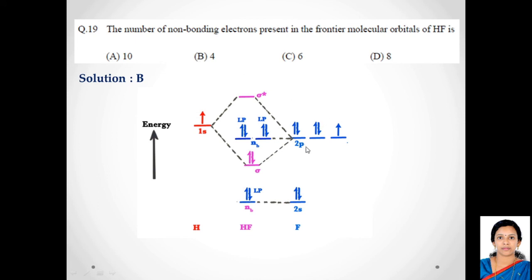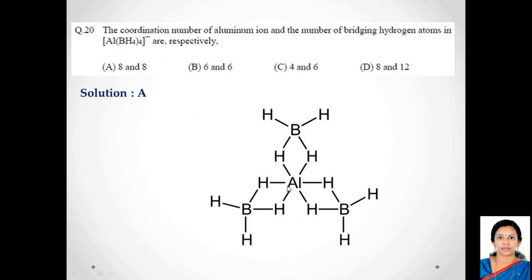Okay, moving on to question number 20. The coordination number of aluminum ion and the number of bridging hydrogens in aluminum tetrahydroborate is. So we have to find 2 things. One is the coordination number of aluminum, and second is the number of bridging hydrogen atoms. Here I have given you an example of aluminum trihydroborate. This is a very common example.